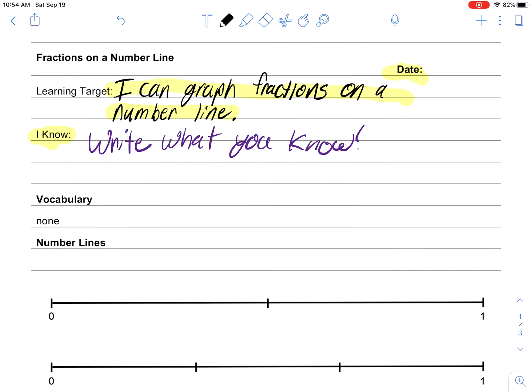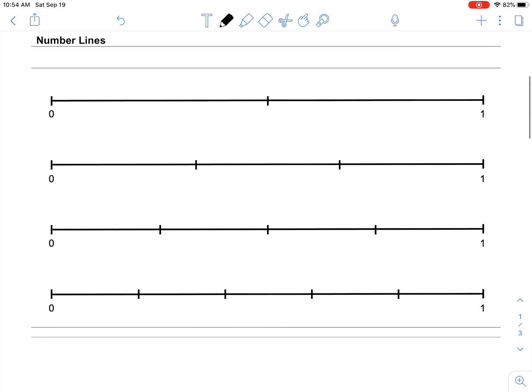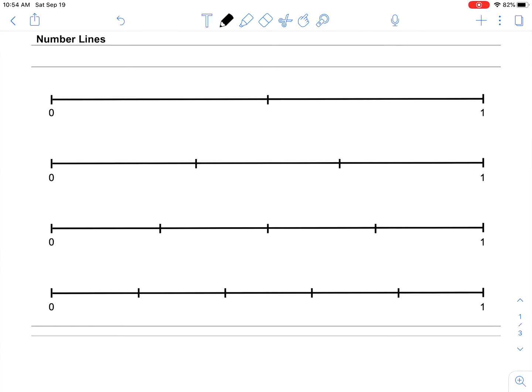Hopefully you're back from having written all of that down, and we can move on to our number lines notes. So here I have some number lines that I've put on your notes sheet, and we want to know how to look at these as if we were going to put a fraction on them. So when I am looking at a number line, the first thing I want to know is how many sections it is split into. I'm not counting how many dashes there are. That's not going to help me. I want to know how many sections there are.